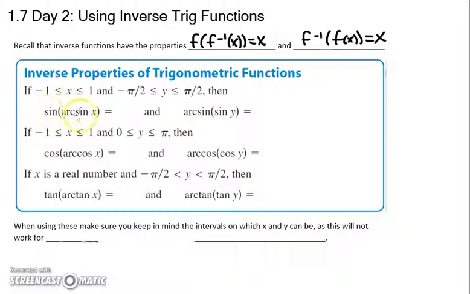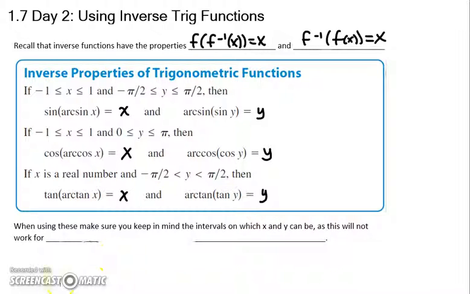So sine and arcsine: sine of inverse sine of x is equal to x. Arcsine of sine of y is going to equal y. Cosine of arccosine of x equals x. Arccosine of cosine of y equals y. Tangent of arctangent of x equals x. Arctangent of tangent of y equals y.